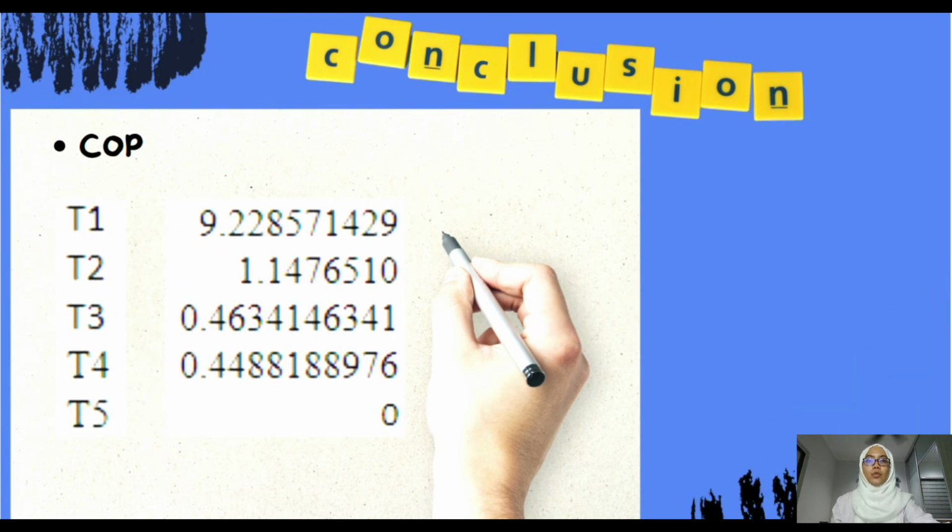And for the coefficient of performance, for T1 it is 9.22857114, for T2 1.14765110, for T3 0.463446, for T4 0.44888189, and for T5 it is 0.